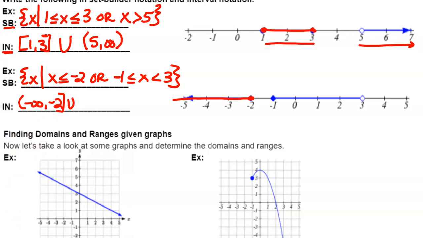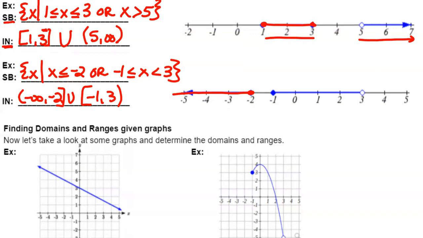Union, bounded between -1 and 3, so I'm going to go from -1 to 3. Looks like an ordered pair. I'm going to include -1, exclude +3, and that gives me my interval notation. Okay.